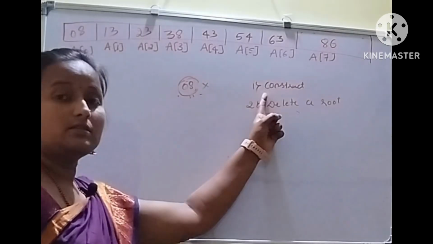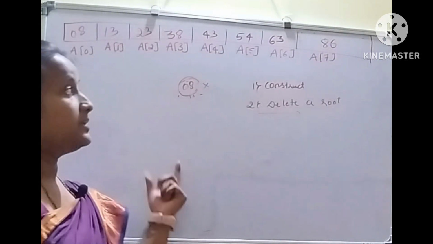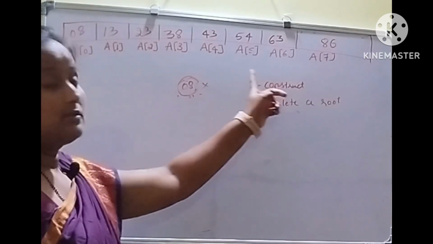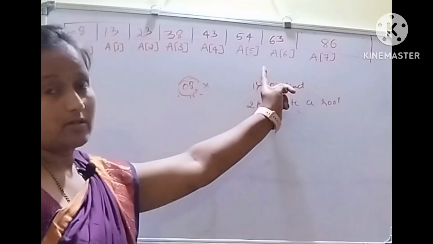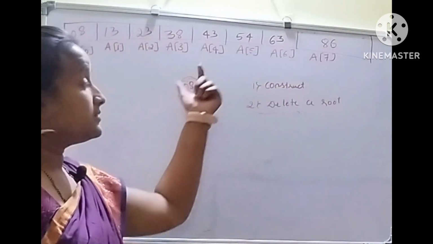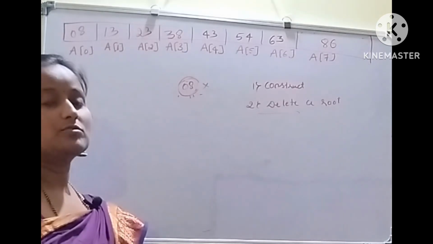We have to construct the tree, we have seen that also. How to delete a root node, that is also we have seen. After deleting the values, the array is in sorted order. Okay, we got the sorted order. This is the way we are going to solve the heapify method or heap sort method.